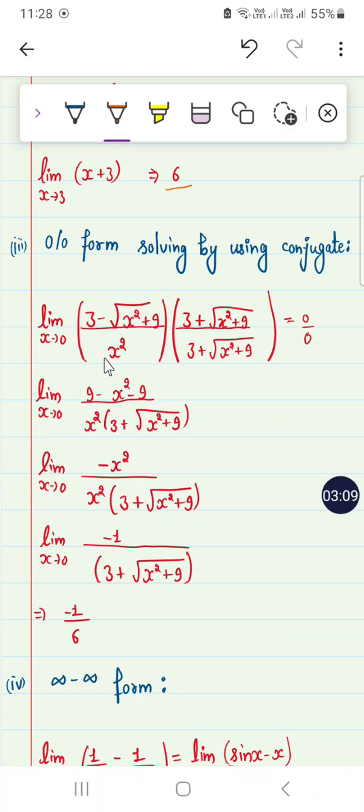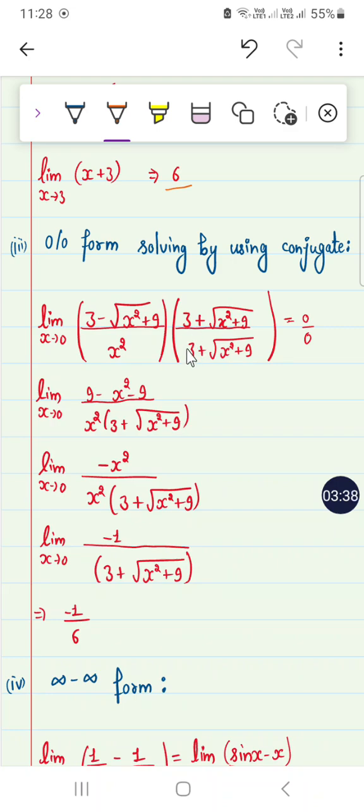Now we have the function (3 minus under root x square plus 9) upon x square, right? Now after taking the limit, it gives you 3 minus 3, it is 0, and this is 0, right? So how do we remove this form? For removing this form, we introduce a new technique, the conjugate form. Using the conjugate form we have solved this.